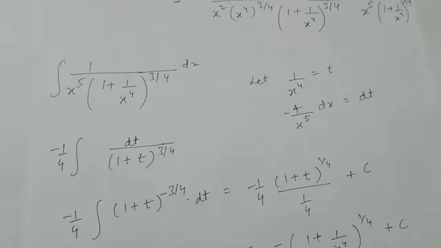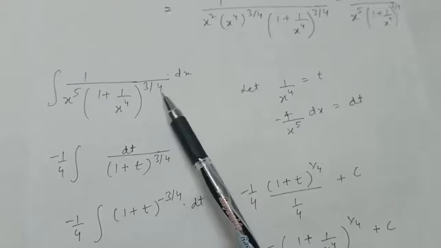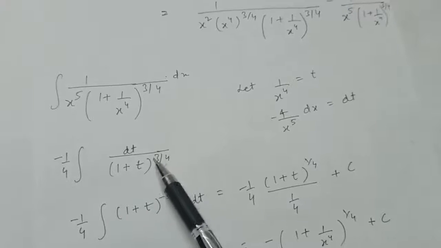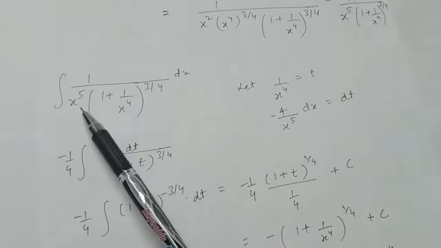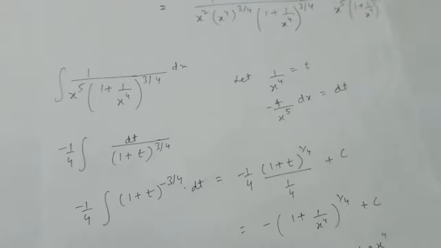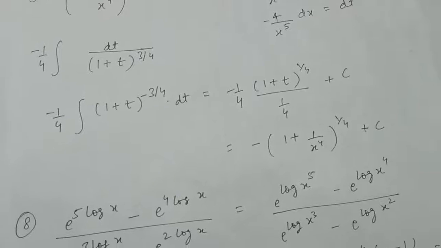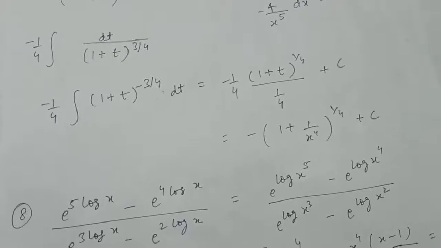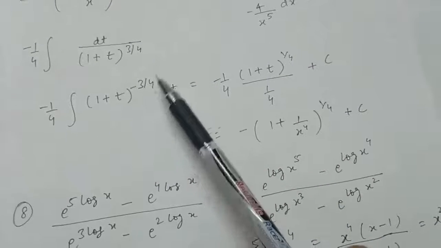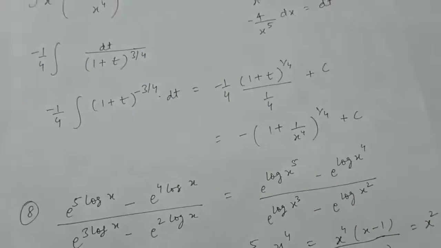Clear? So the function will now become, in place of 1 plus 1 upon x raised to the power 4 whole raised to the power 3 by 4, you will get 1 plus t whole raised to the power 3 by 4, and in place of this 1 upon x raised to the power 5 into dx, you will get dt upon minus 4. Now minus 1 by 4 as it is, this will be integral of 1 plus t raised to the power minus 3 by 4, and integral of this will be 1 plus t raised to the power minus 3 by 4 plus 1, which is 1 by 4. Divide it also by 1 by 4 plus c.